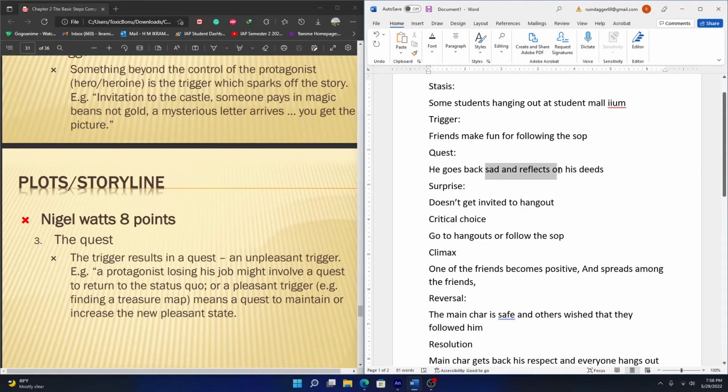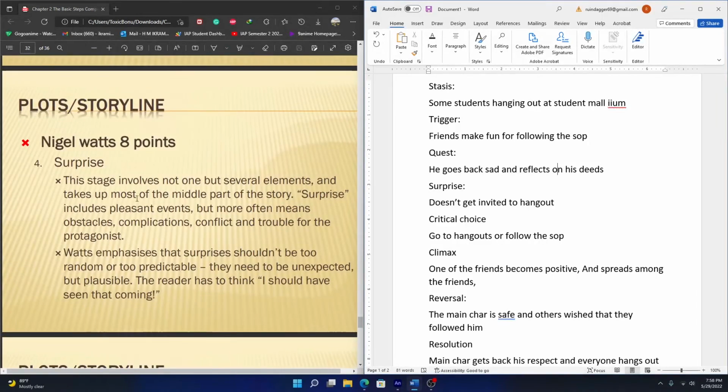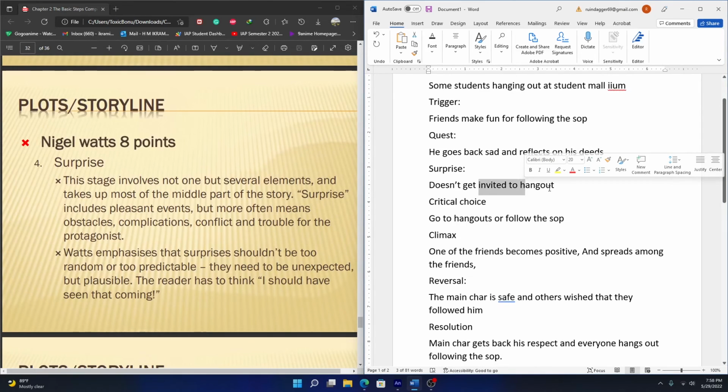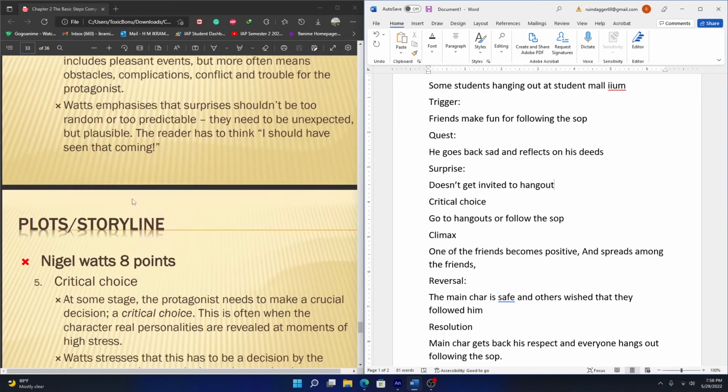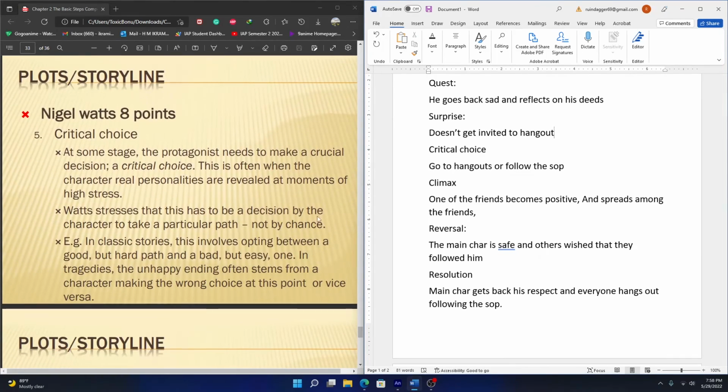Then the quest is the unpleasant trigger. So he goes back and reflects that he's following the SOP, which is a good thing, but his friends are making fun of him because of that, even though it's a good thing. Then the surprise is that he doesn't get invited anymore to hangouts, because he's the only one in the group following the SOP, and the others are just chilling. So that's the surprise. Then critical choice, climax.